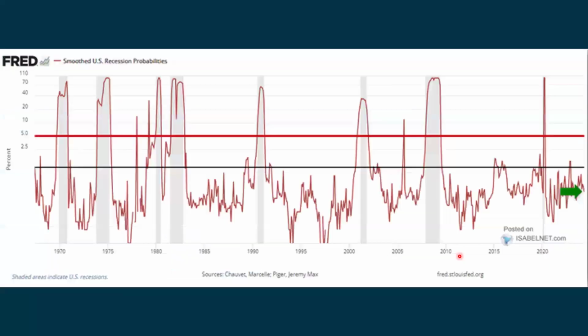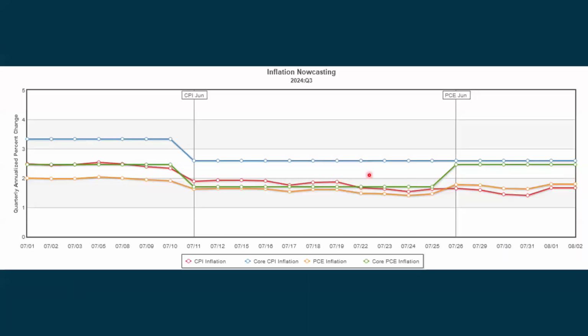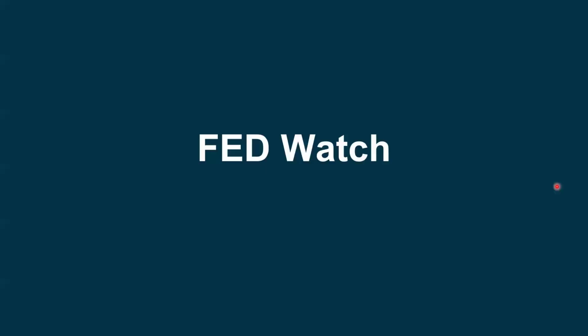This is one of the pro-recession charts that we're looking at right now, but there are other anti-recession charts that we can also look at. And then here's the smoothed U.S. recession probabilities. It's actually declining, but this chart is now a few days old. And then we have the Brave-Butters-Kelly Leading Index. It still continues to decline. We get a little concerned when it continues to go up. Then here's inflation. It did readjust here with the inflation nowcasting as the week was carrying itself out.